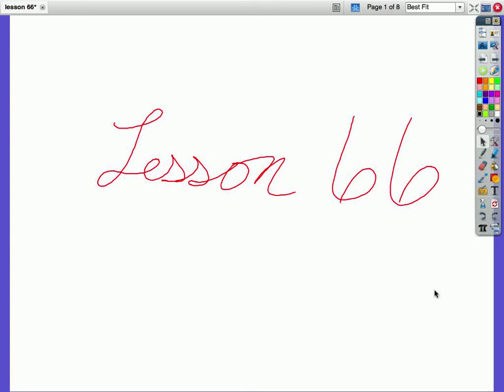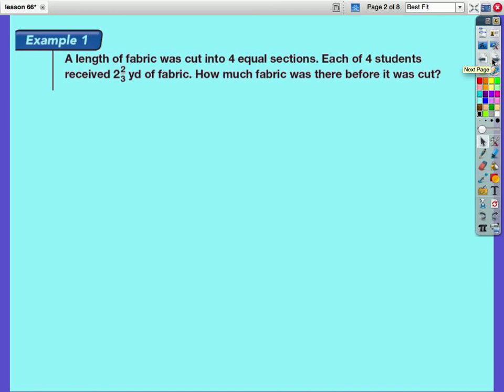Lesson 66, we're going to be multiplying mixed numbers. The length of fabric was cut into 4 equal sections. Each of 4 students received 2 2/3 yards of fabric. How much fabric was there before it was cut?